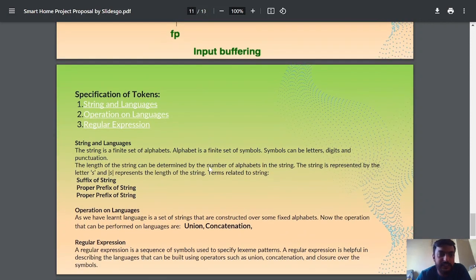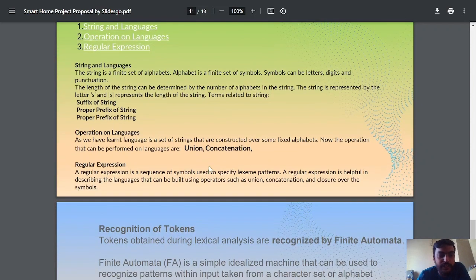Specification of tokens: strings and languages, operations on languages, and regular expressions. Strings and languages. A string is a finite sequence of symbols from an alphabet. An alphabet is a finite set of symbols. Symbols can be letters, digits, or punctuation. Operations on languages. As we learned, a language is a set of strings that are constructed over some fixed alphabet. The operations that can be performed on languages are union and concatenation.